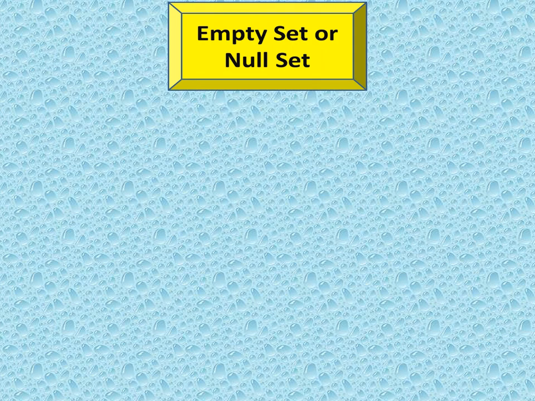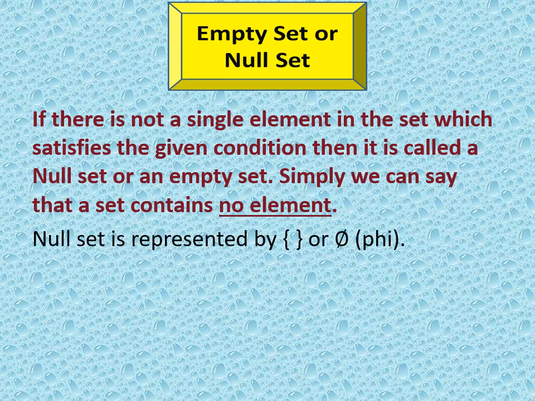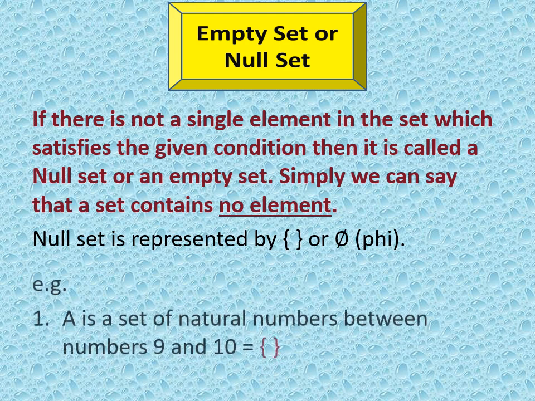Next one is empty set or null set. Definition: if there is not a single element in the set which satisfies the given condition, then it is called a null set or an empty set. Simply we can say that a set contains no element. Nothing is there in the set, that is null set or empty set. Null set is represented by curly brackets with nothing inside, or the symbol which is called phi.